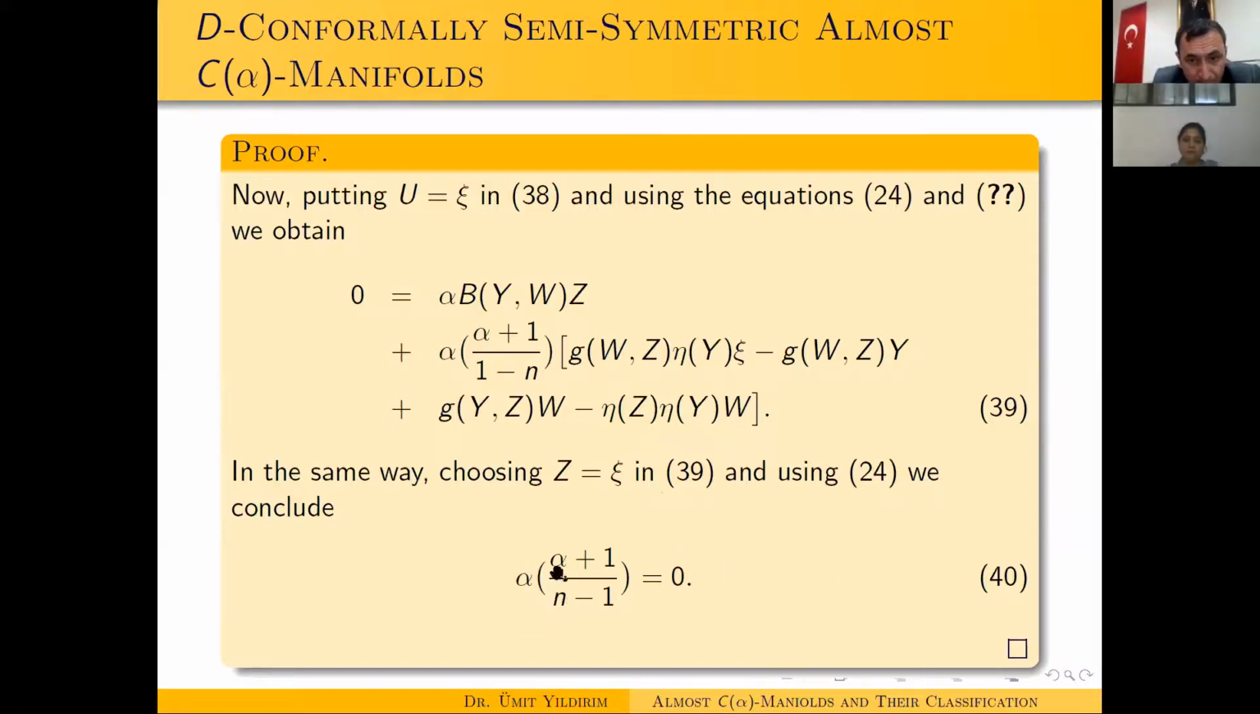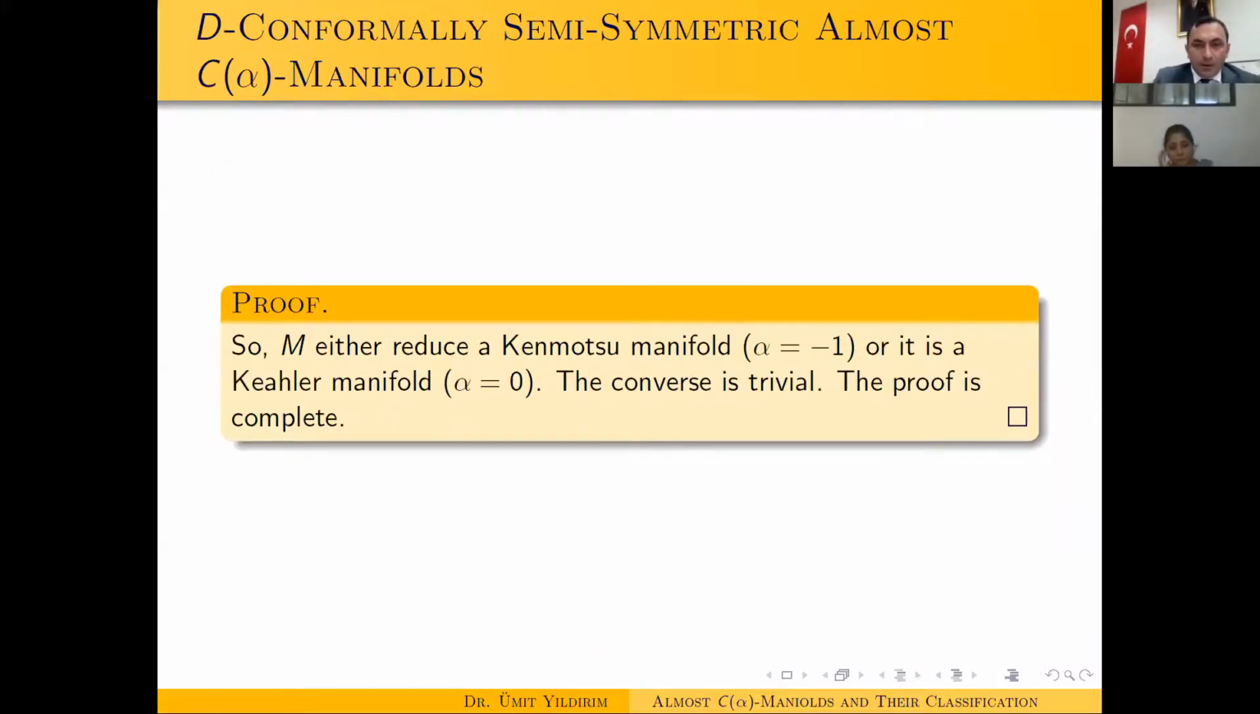Alpha times (alpha plus 1) divided by (n minus 1) equals 0. So M is either a reduced Kenmotsu manifold, alpha equal to minus 1, or it is a Kähler manifold, alpha equal to 0. The converse is trivial, the proof is complete.